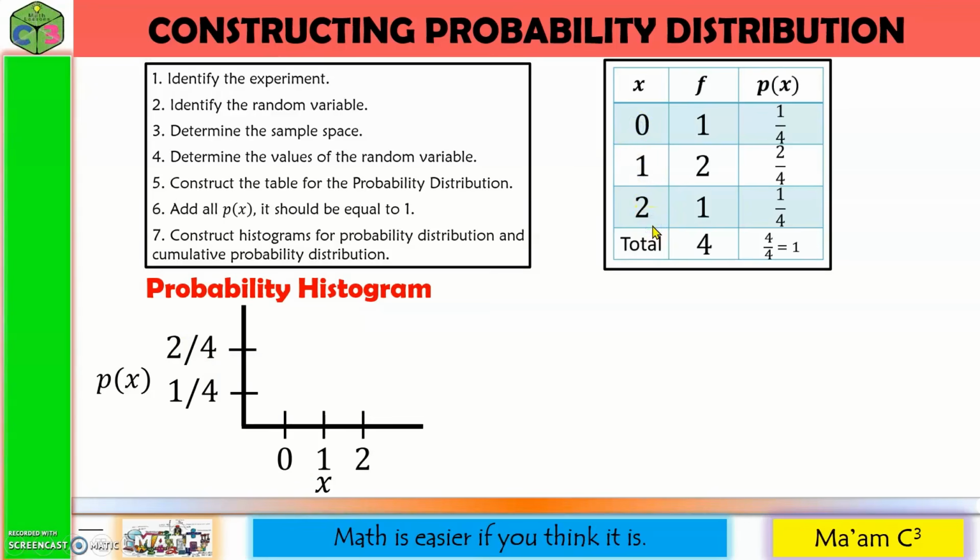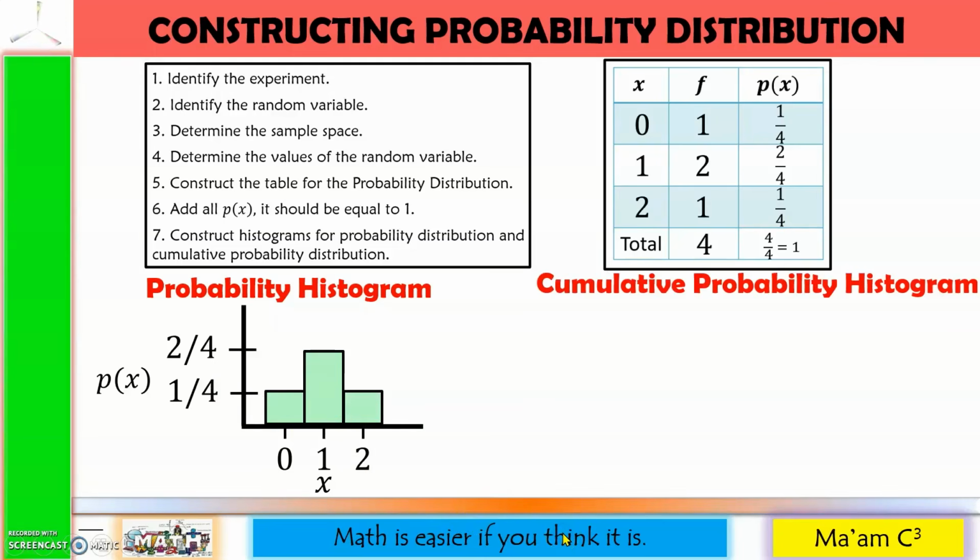Let us draw the bar graph. For 0, we have 1/4, so 0, 1/4. For 1, we have 2/4, so in 1, 2/4. In 2, we have 1/4, so 2, 1/4 again. This is our histogram. Next is the cumulative probability histogram.